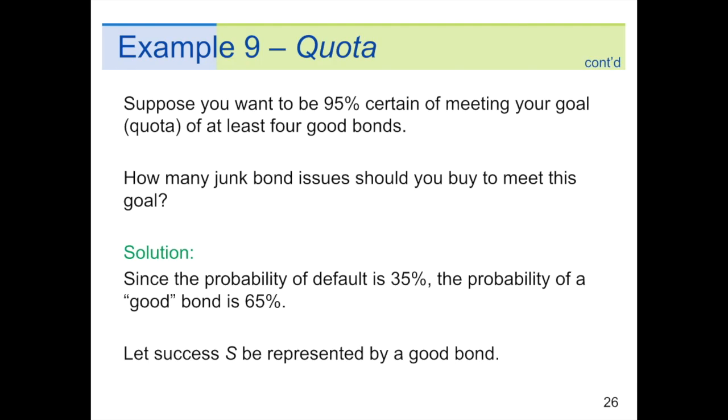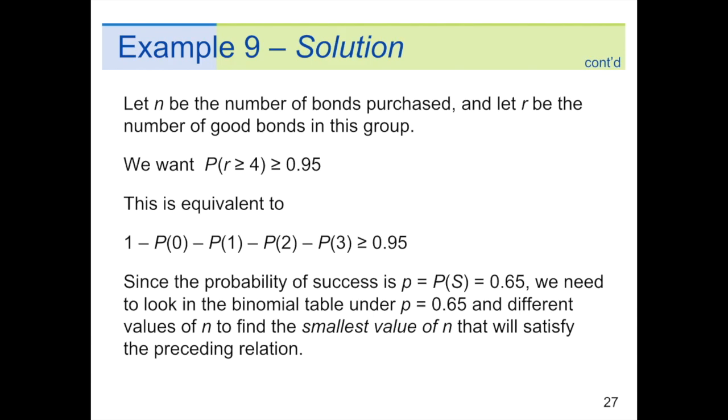So for this percentage, suppose you want to be 95% certain of meeting your goal of at least 4 good bonds. How many junk bond issues should you buy to meet this goal? Since the probability of default is 35%, that's a bad thing, the probability of a good bond is 65%. Let success S be represented by a good bond. Let N be the number of bonds purchased, and let R be the number of good bonds in this group.